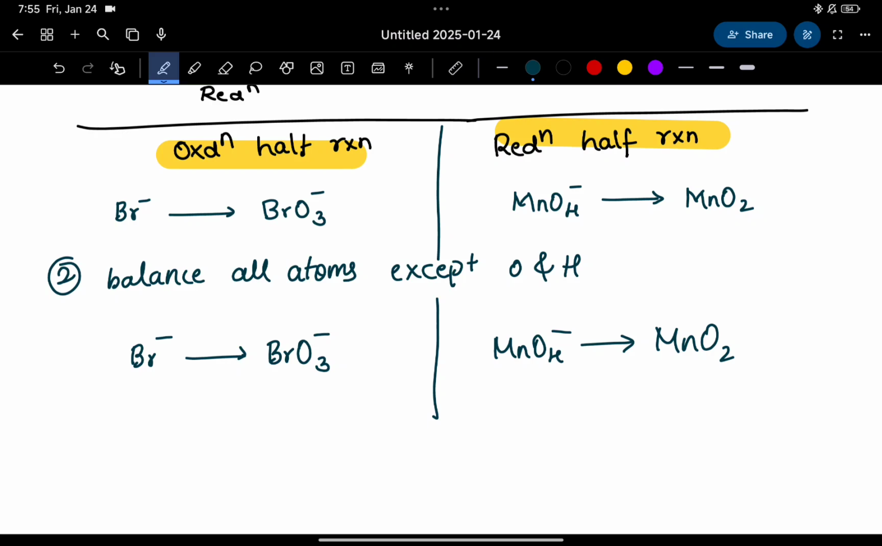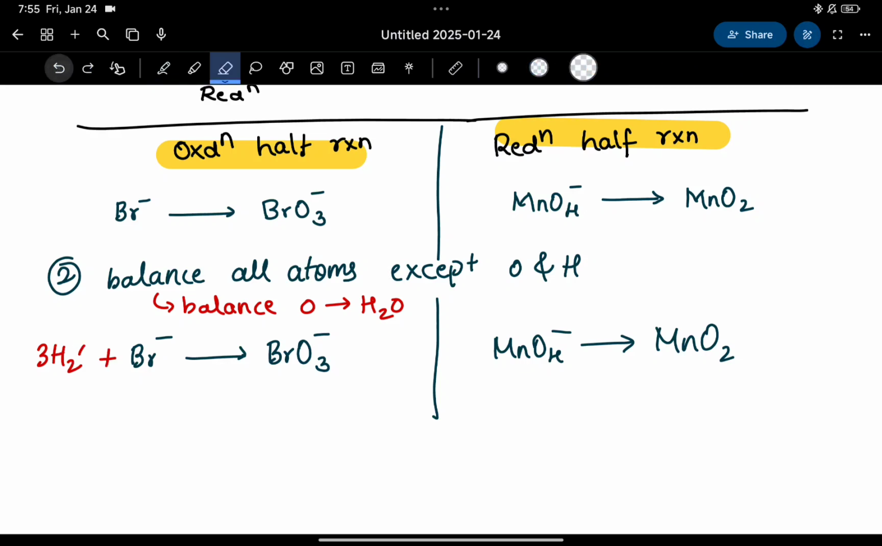Now once you have balanced all atoms except oxygen and hydrogen, next you need to balance oxygen by adding water. Here we have 3 oxygens on the right hand side, so we need to add 3 water molecules on the left hand side.